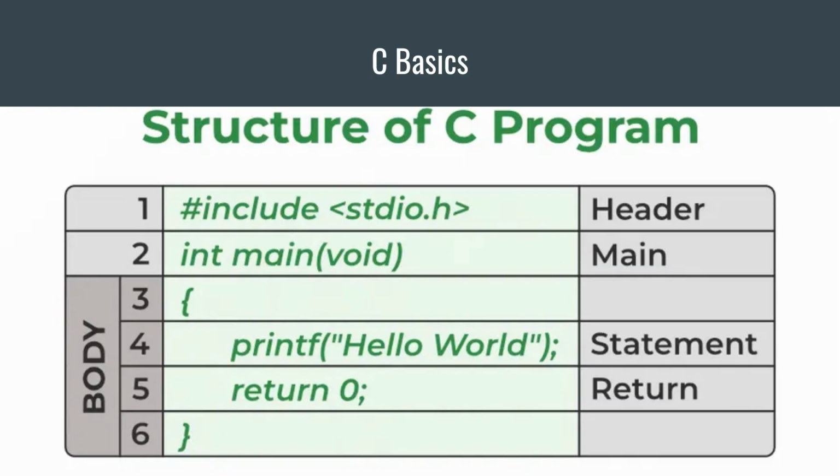In the next line we see int main. Main is where the program actually starts. When we run a program, then the main function is called and whatever inside it is executed. Here in the body we have printf("hello world"), which will print hello world on our screen. Then we have return 0 and the program ends. We will discuss more about the structure later. Now let's go to variables.